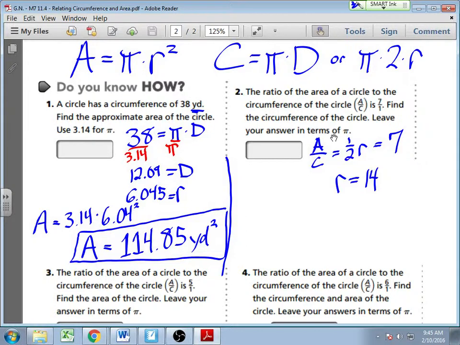So then, if we want the circumference, what do we do now, Eli? How do we find circumference? What's our formula? Pi times the diameter. If my radius is 14, what's my diameter?